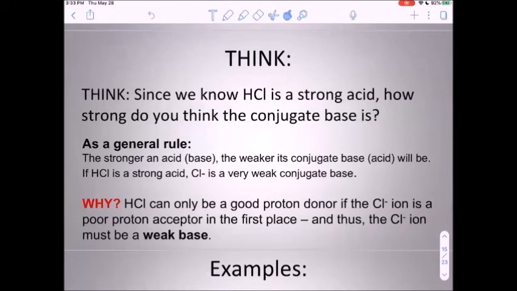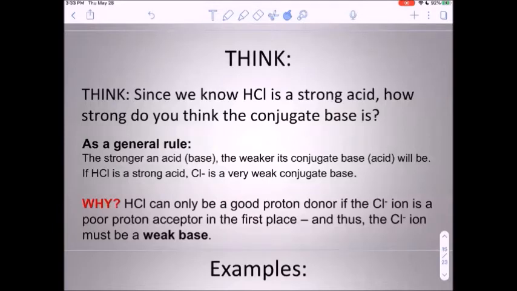We know that HCl is a strong acid. That's one of the 6 that you had to remember. So how strong would its conjugate base be? If you're asked to figure out the strength of something, the general rule is the stronger an acid is, or the stronger a base is, the weaker its conjugate will be. So if I have a very strong acid, it will have a very weak conjugate base. If I have a very strong base, it will have a very weak conjugate acid.